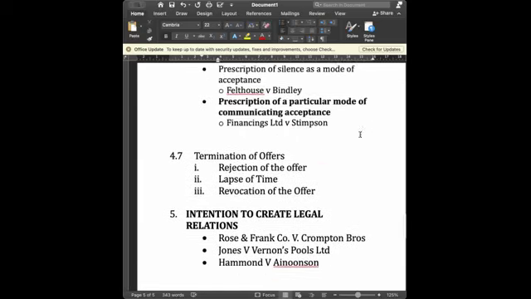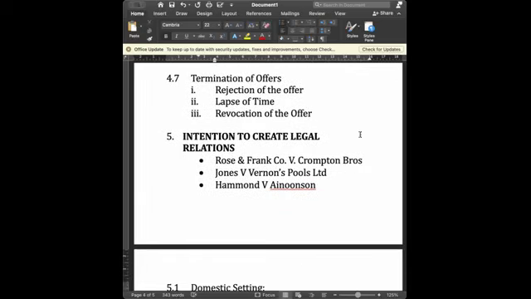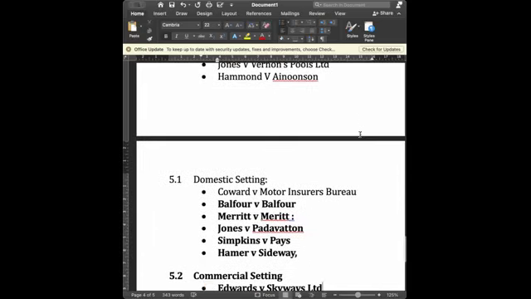Where we have expressly agreed, you know the case over there, Rose and Frank Company versus Crompton Brothers. You also know the case of Jones versus Vernon's Food Limited. That's where we have expressly agreed that we don't intend to be bound by legal relations. What if we are silent? How will the court find out? Hammond and Elusin. We must look at the entire circumstances to determine whether there was an intention to create legal relations or not. Now, let's come to domestic and commercial setting.